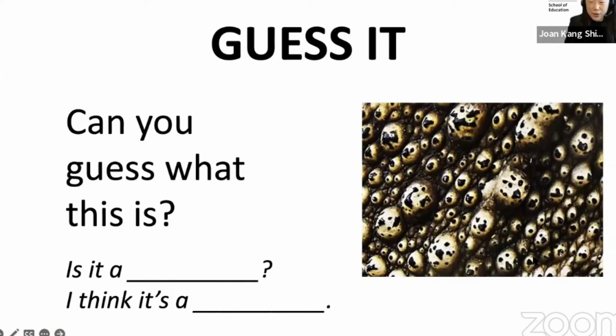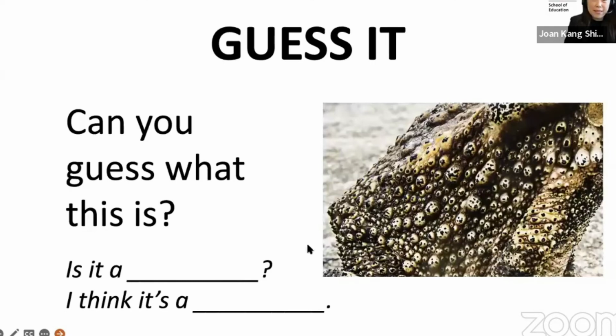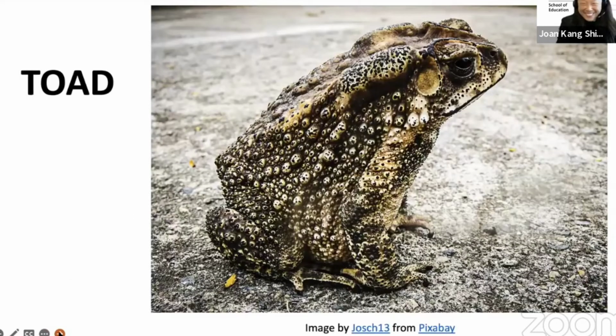Is it a dinosaur? Is it larva? Is it coral? Fascinating. All right, I'm going to pull the photo out just a little bit. And now, what do you think it is? Aha, someone thinks it's a crocodile, a stone, an iguana. Is it the skin of an animal, a sea animal? Well, I'll tell you, it's a toad. So yeah, some of you are absolutely right. It's the skin of an animal.